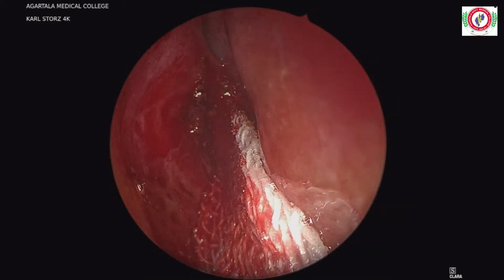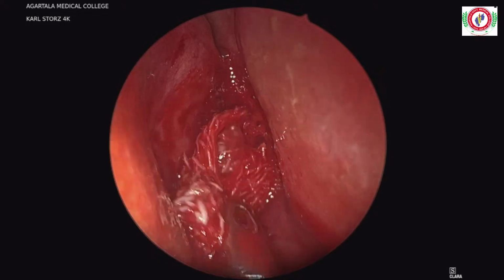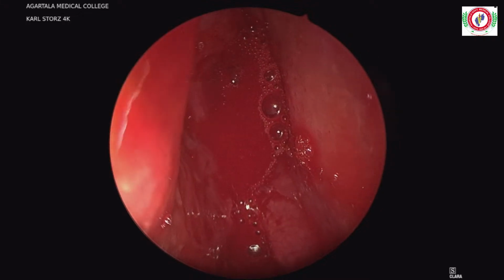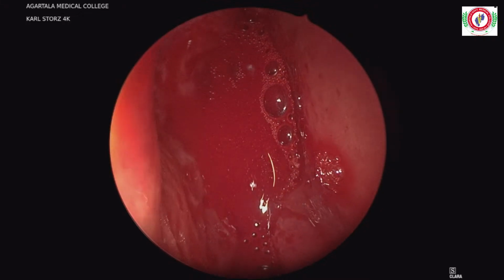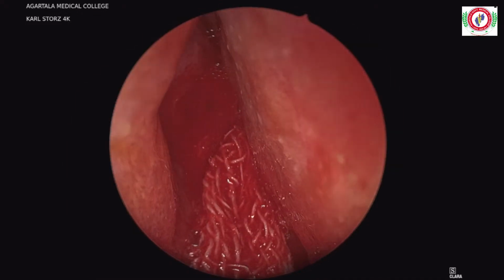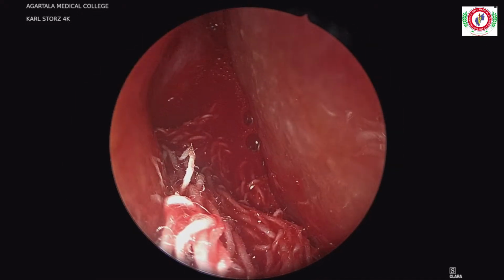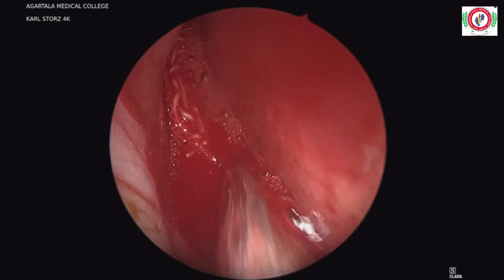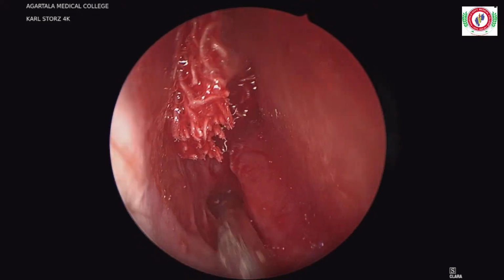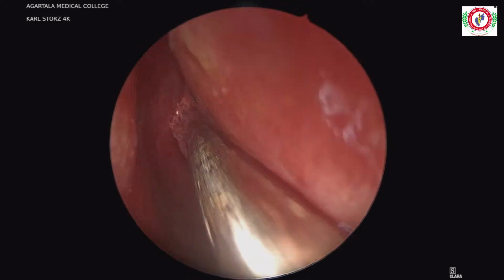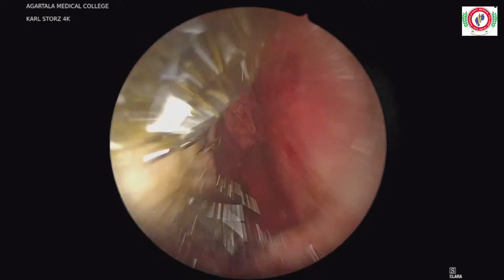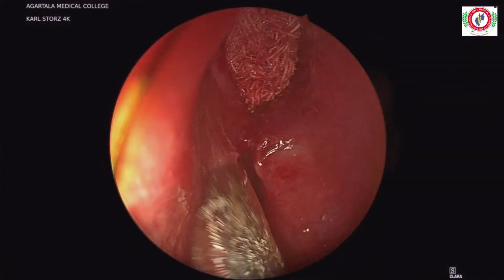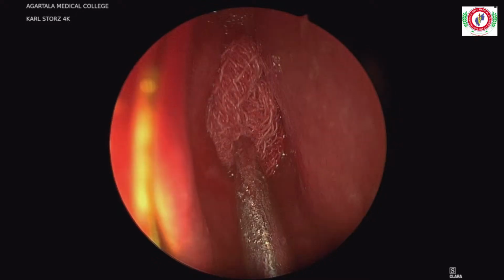Give me a pack. Till that time, give me a pack. Attach your best suction to the debrider. All right, pack. You have got that ear suction tip. Yes, we'll give saline wash. All right, saline wash is the best thing. We'll keep on giving saline wash.